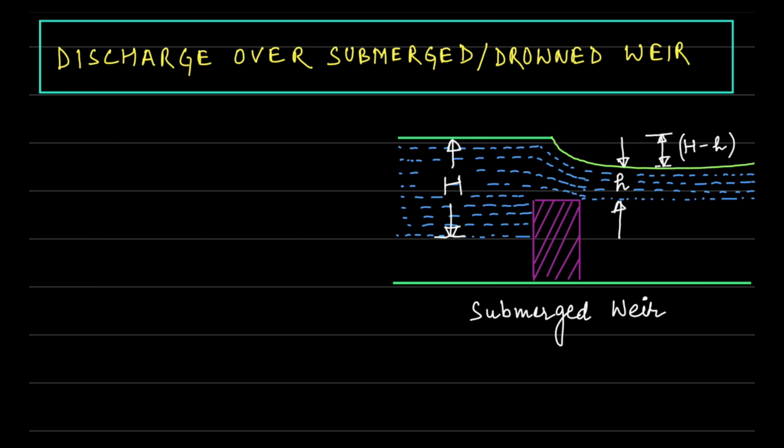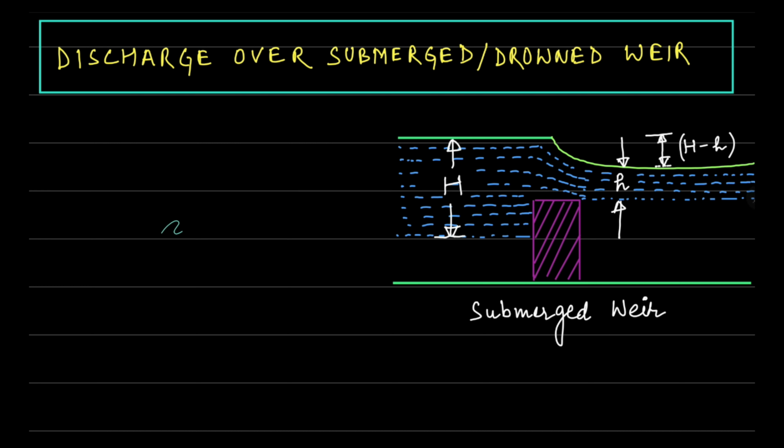If you look at the figure shown on the right side, it is a simple demonstration of a submerged weir. Whenever the water level on the downstream side, or the tail water side, of a weir is above the crest of the weir, then the weir is called a submerged or drowned weir. Let's understand this definition with a simple comparison between the submerged and unsubmerged weir.